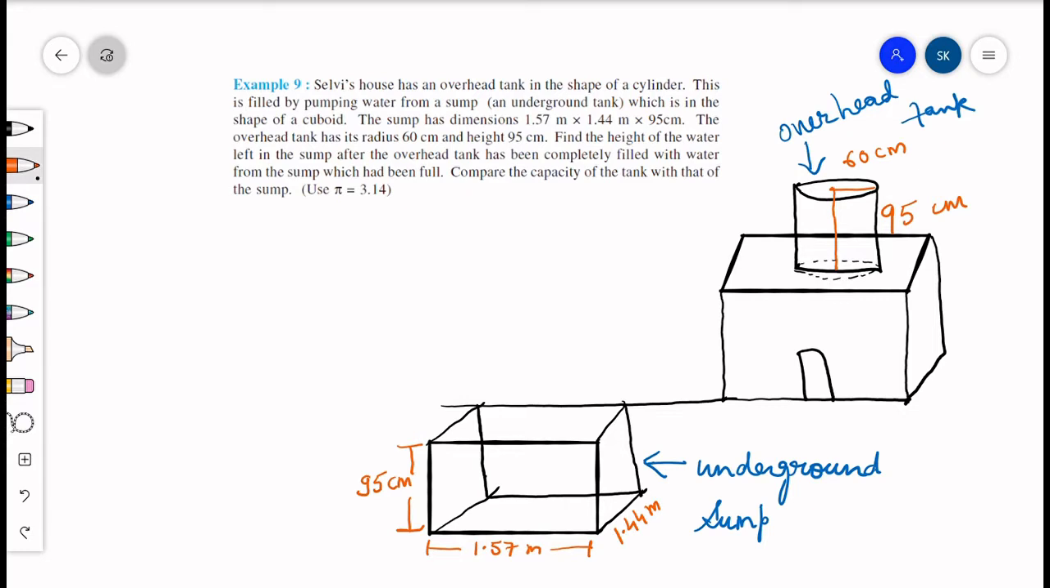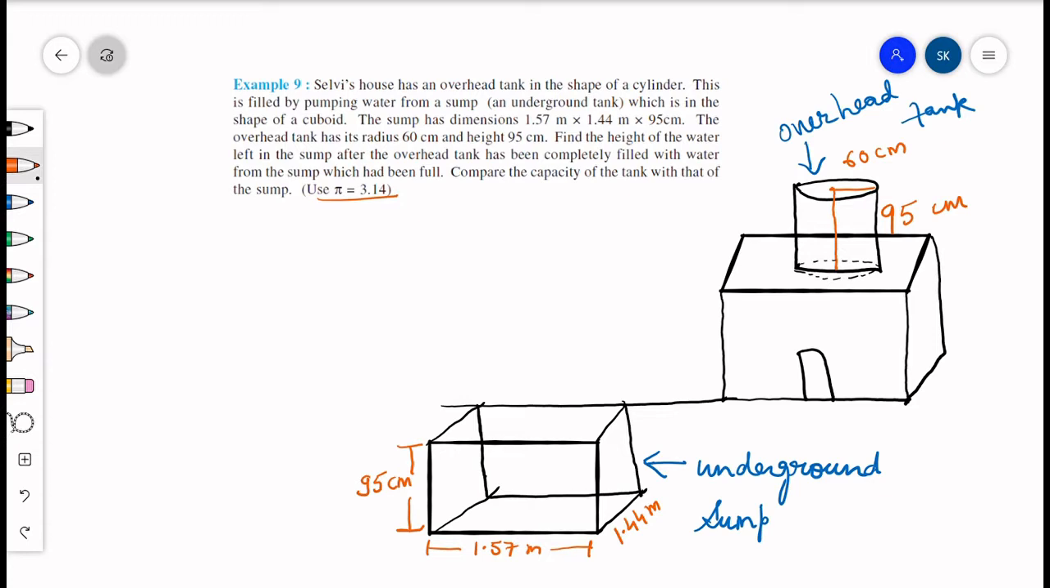Example 9. Selvi's house has an overhead tank in the shape of a cylinder. This is filled by pumping water from a sump, an underground tank, which is in the shape of a cuboid. The sump has dimensions 1.57 meter into 1.44 meter into 95 centimeter. The overhead tank has its radius 60 centimeter and height 95 centimeter. Find the height of water left in the sump after the overhead tank has been completely filled with water from the sump which had been full. Compare the capacity of the tank with that of the sump and use pi equals 3.14.